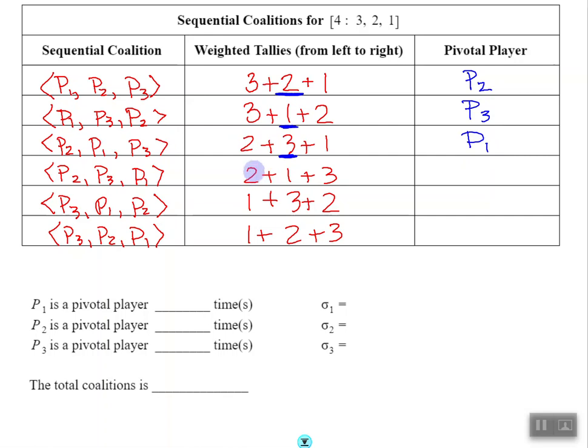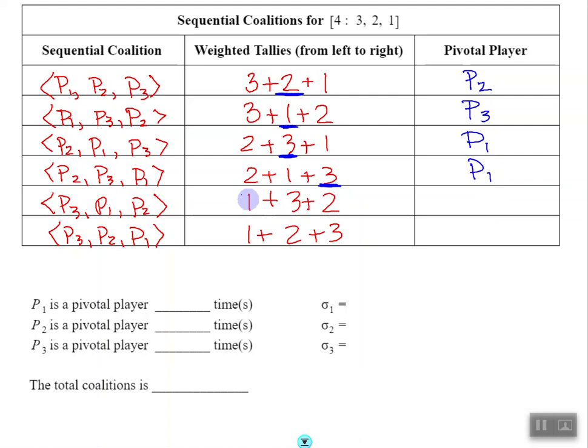In the fourth row, we start with 2 votes after player 2 votes. Then player 3 votes, and we're up to 3 votes, which is still not enough to win. But after player 1 votes, now we have enough votes to win, so player 1 is once again our pivotal player.